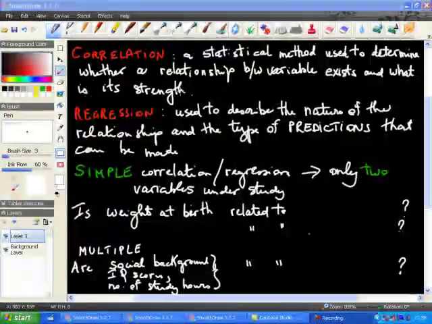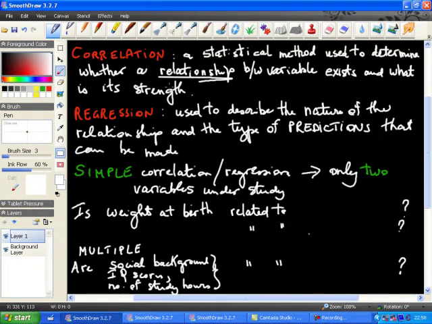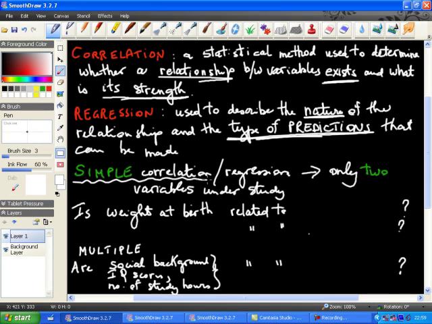Correlation is a statistical method used to determine whether a relationship between variables exists and what the strength of the relationship is. Regression is a statistical method used to describe the nature of the relationship and especially the type of predictions that can be made. We'll be focusing mainly on simple correlation and regression, when only two variables are under study.